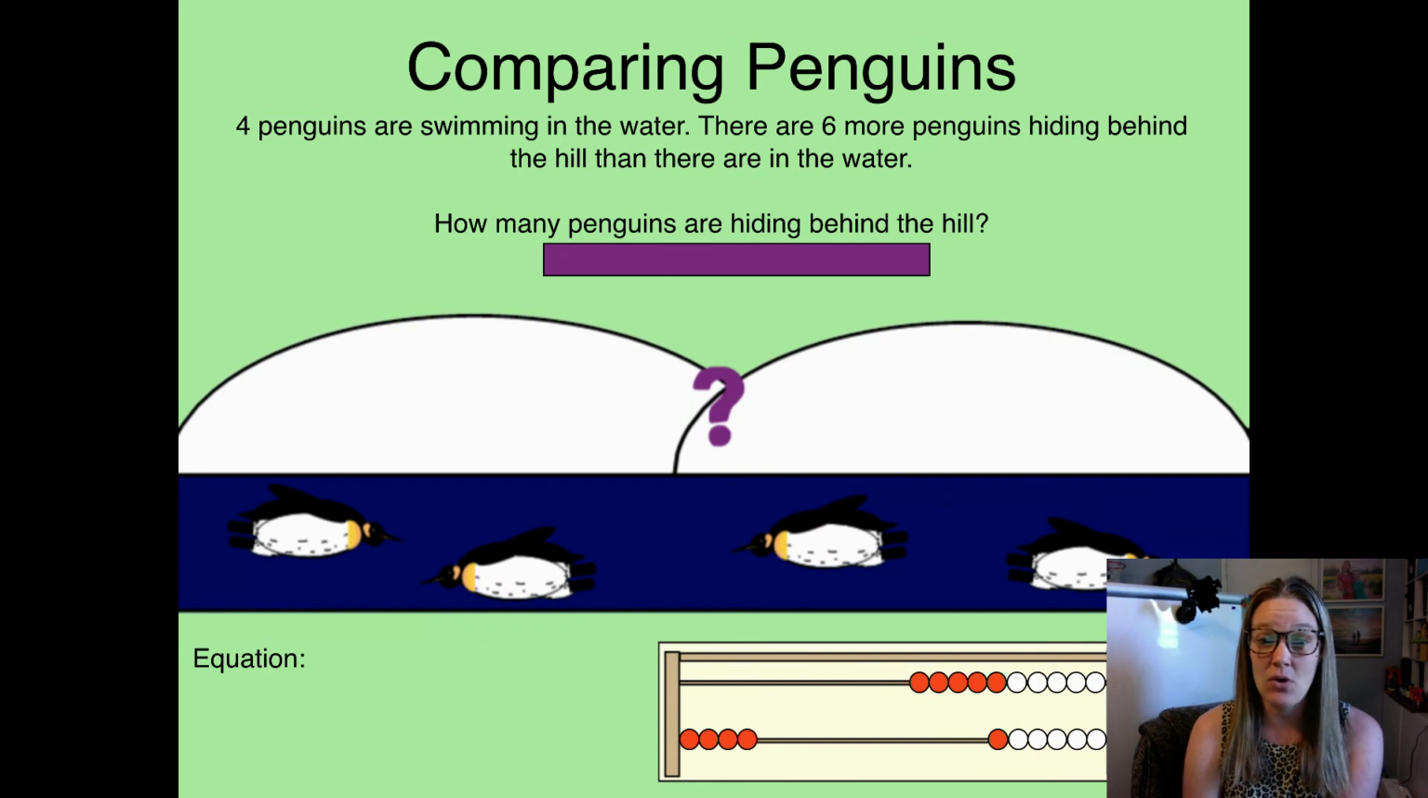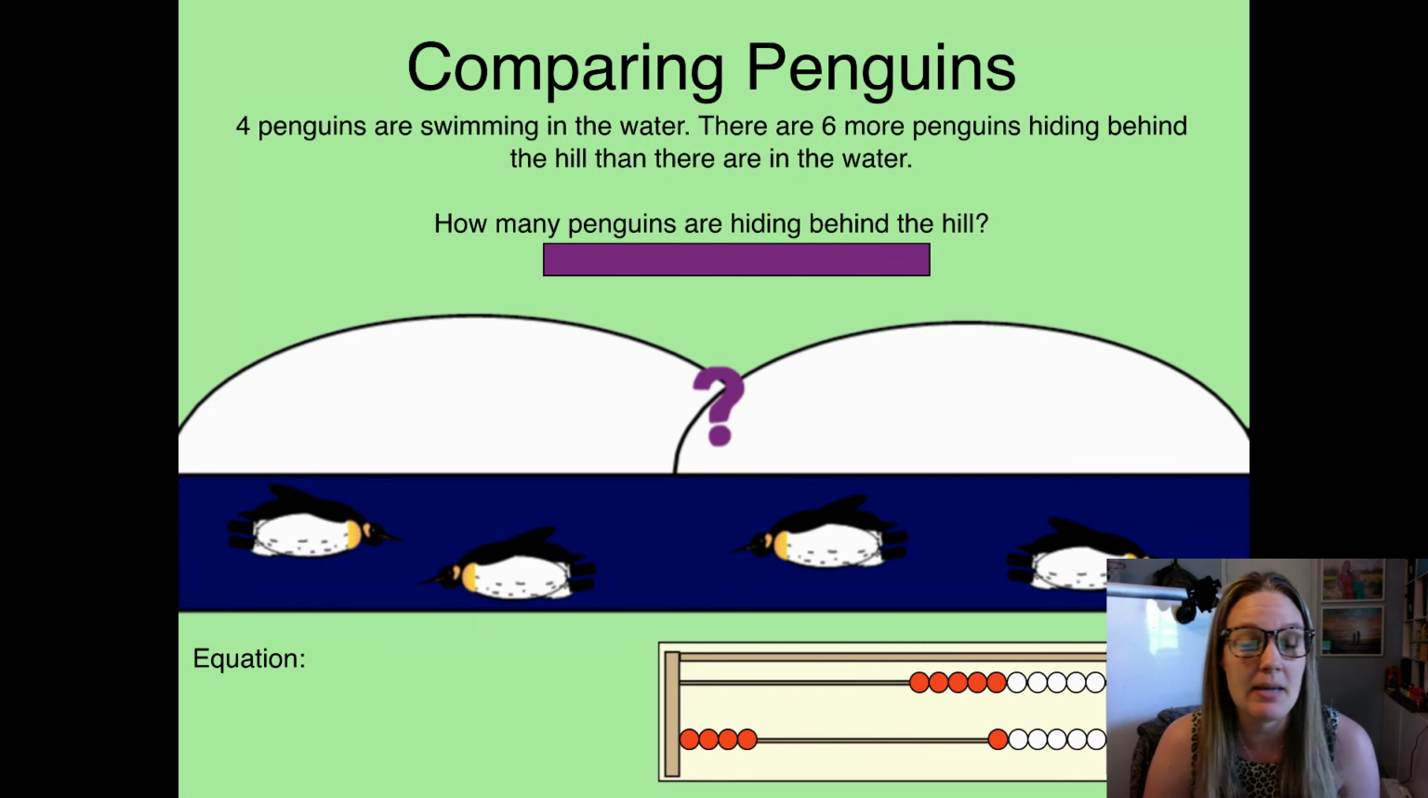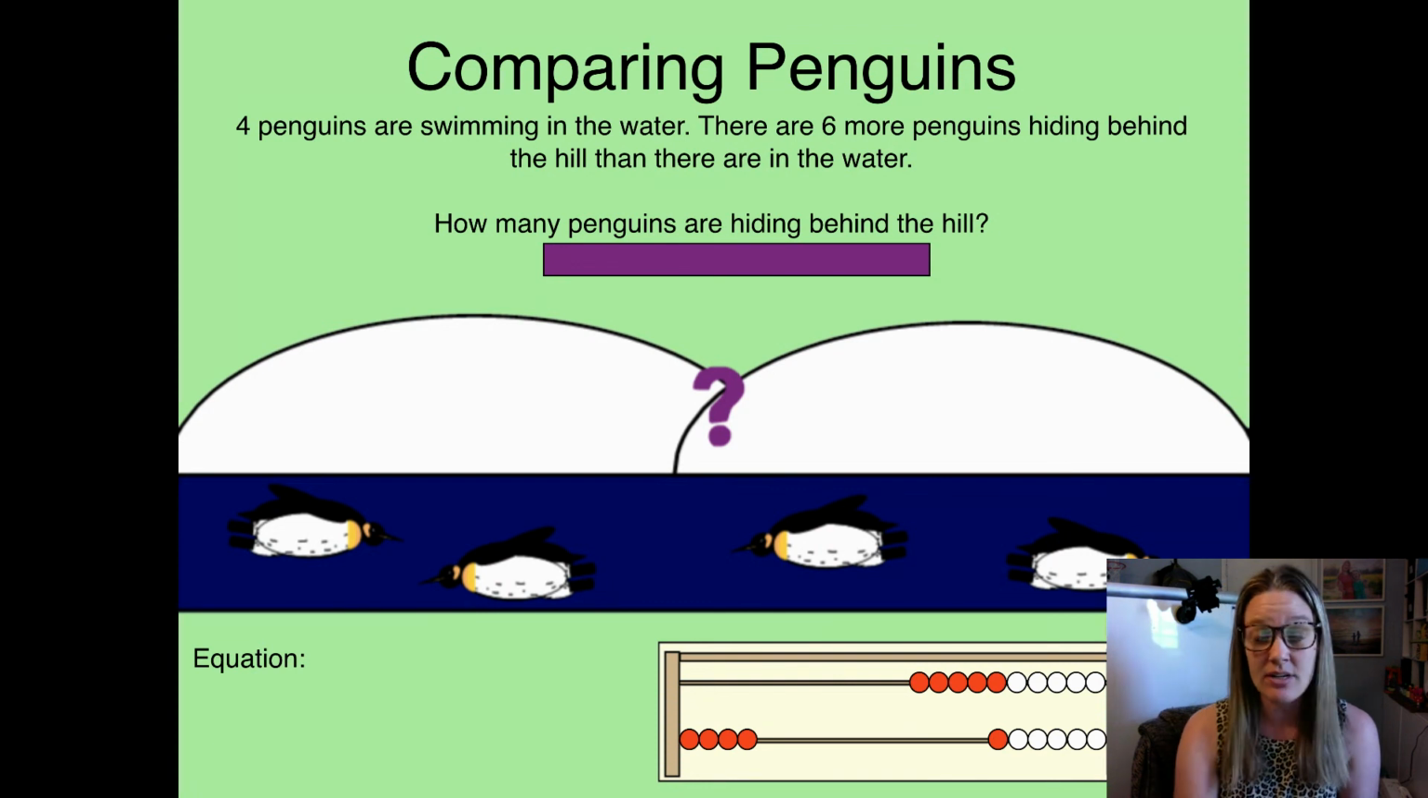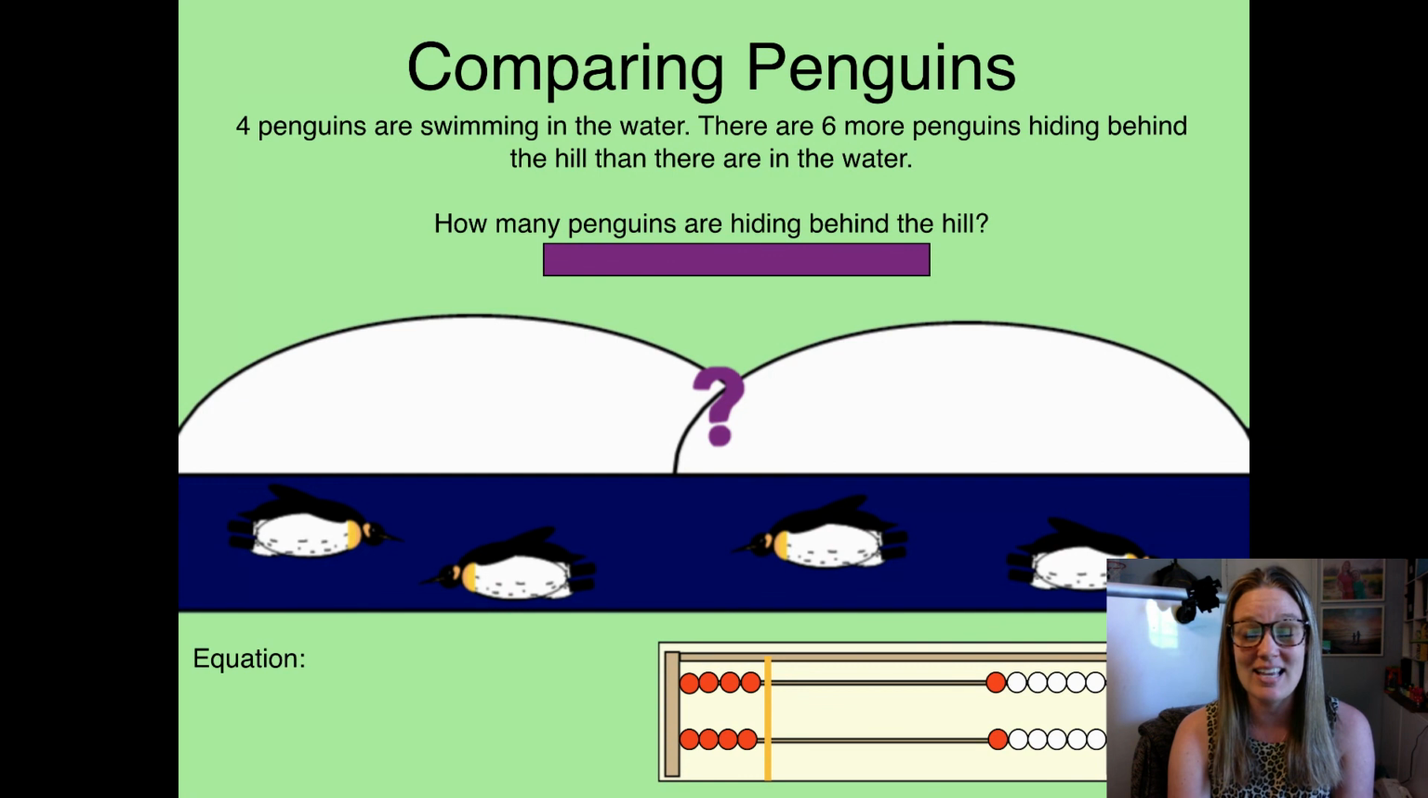All right, so we don't know how many penguins are behind the hill, do we? Not yet, right? We know that there's 4 penguins swimming, but we have to figure out how many are hiding behind the hill. So it says there are 6 more penguins hiding behind the hill. We know there's 4 in the water, so that's showing on our number rack there on the bottom. 4 swimming in the water, and it says 6 more are hiding behind the hill. So on that top one, I'm gonna push over those 6, right? Here's 4 to make it equal and 2 more to make 6, right?